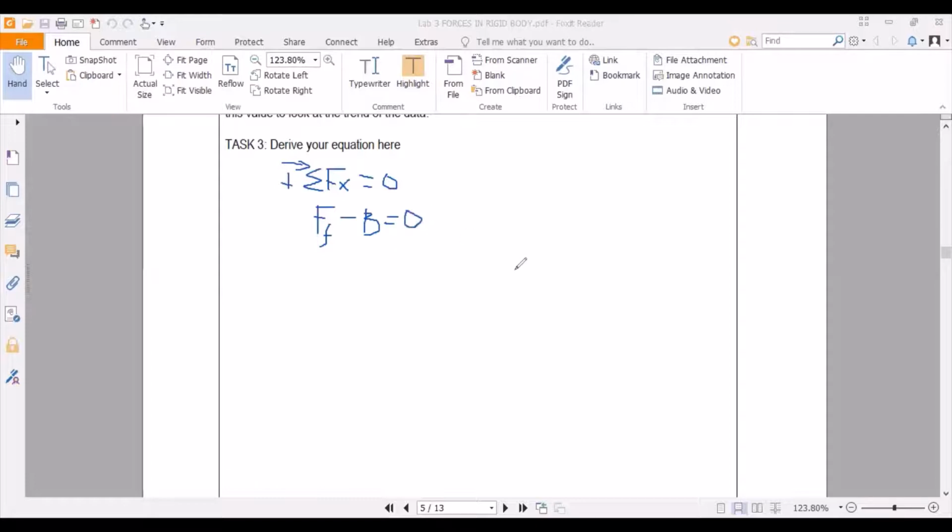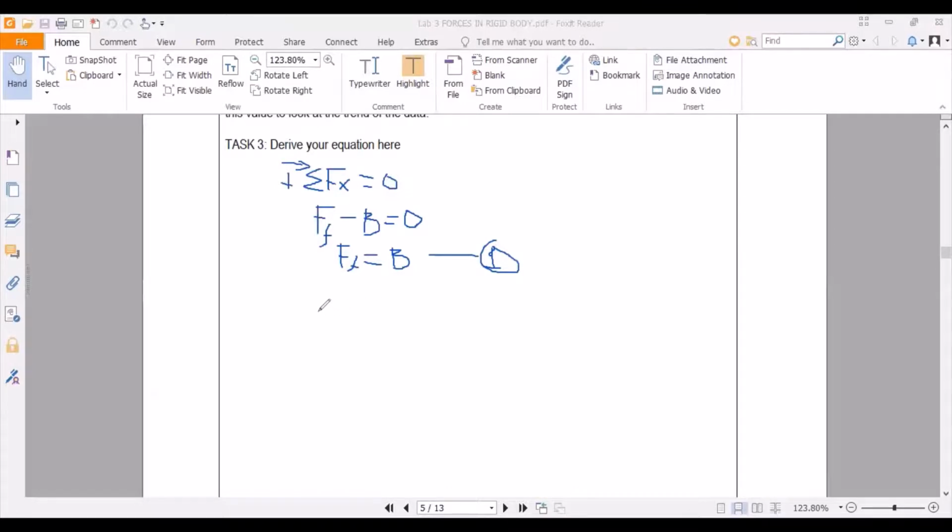equal to 0. And then if we want to simplify this equation, F friction equal to B. And then what else?